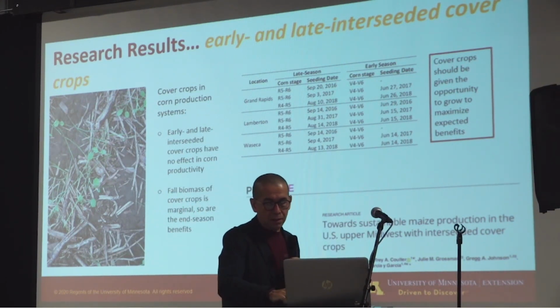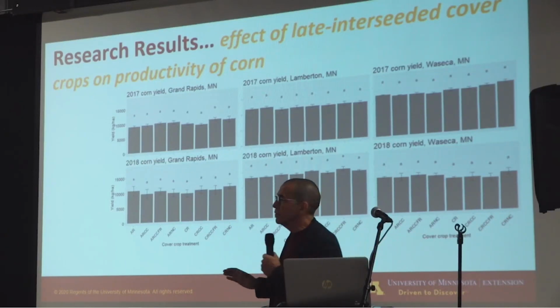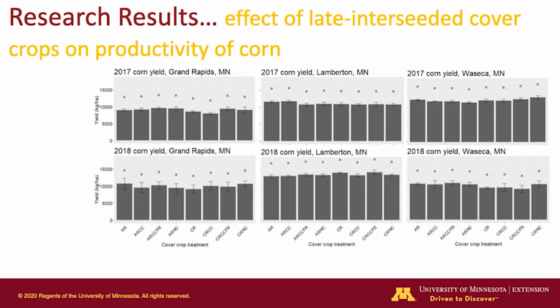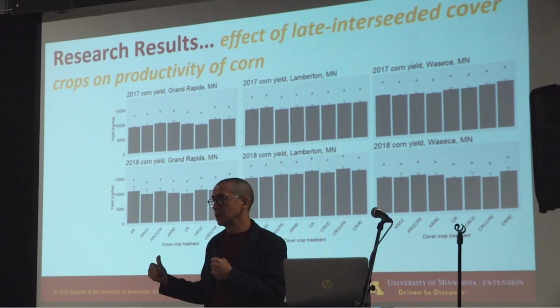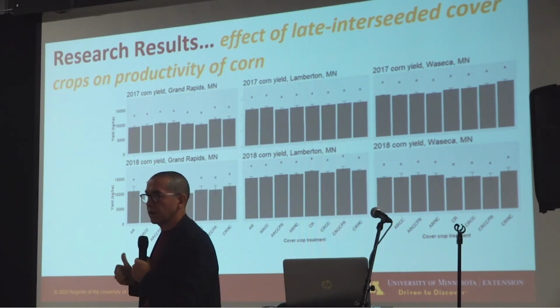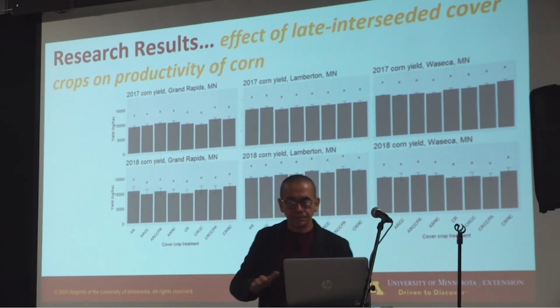This is what we got in terms of the statistical analysis of the results. You see on top of each one of those bars a bunch of letters. All the letters are A, which means there are no significant differences between all of them. Basically, it's telling us that there is no effect on yield of corn. Or to put it another way, if you interseed cover crops early or late in the season the way we did it, we would expect that your corn is not going to be affected. Yield of corn is going to be the same.